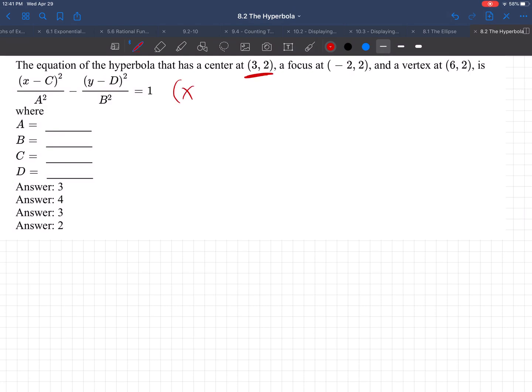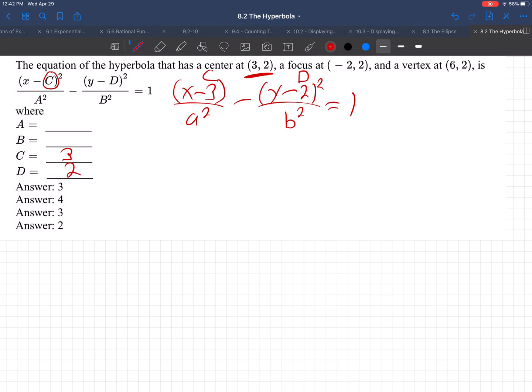Okay, so they're telling us the center is (3, 2). So we know what that means. That's (x minus 3) squared over some a squared, and (y minus 2) squared over b squared is 1. So we know that much. So we know the c has got to be 3, and the d has got to be 2.